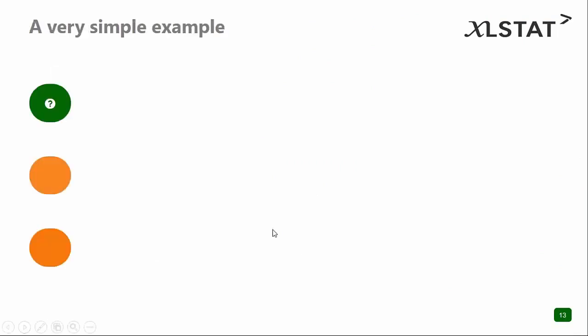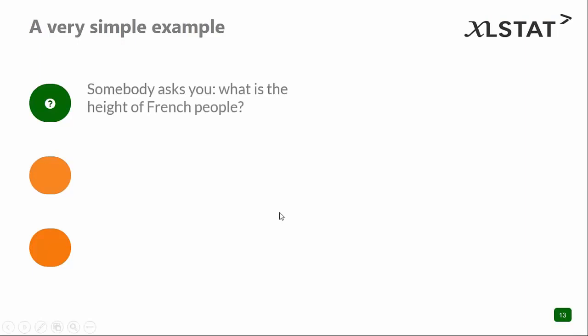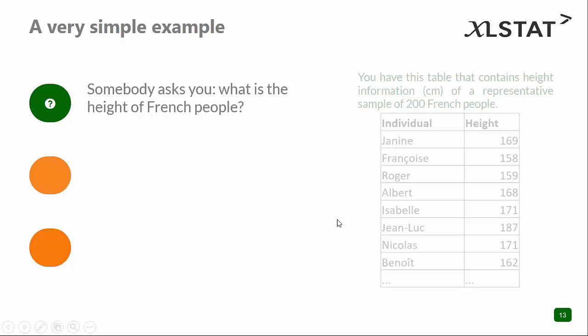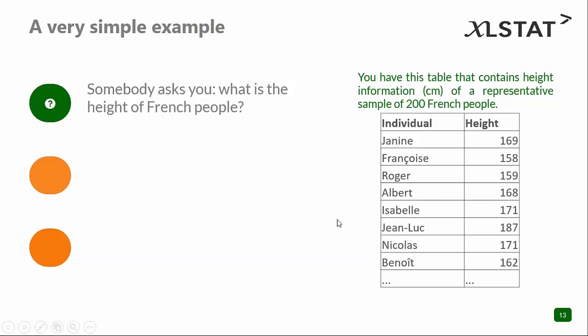Let me illustrate things with a very, very simple example. Somebody asks you, what is the height of French people, or the size of French people? And this same person gives you data stored in an Excel file. There it is. So you have this table that contains height information of a representative sample of 200 French people.